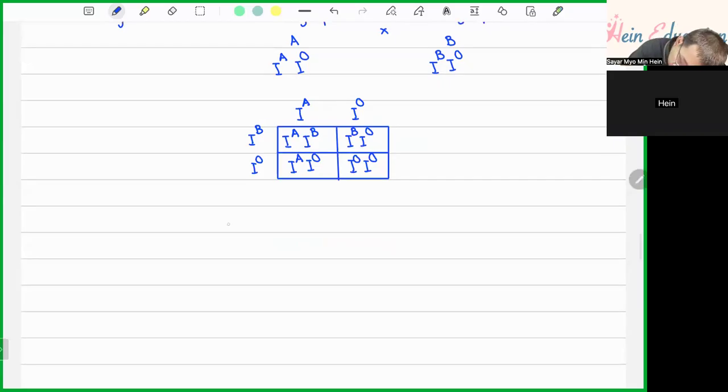So here we have IAIO, IBIO, IAIB, and IOIO.